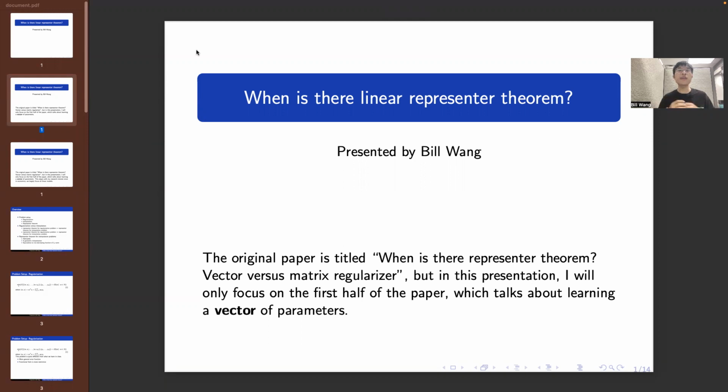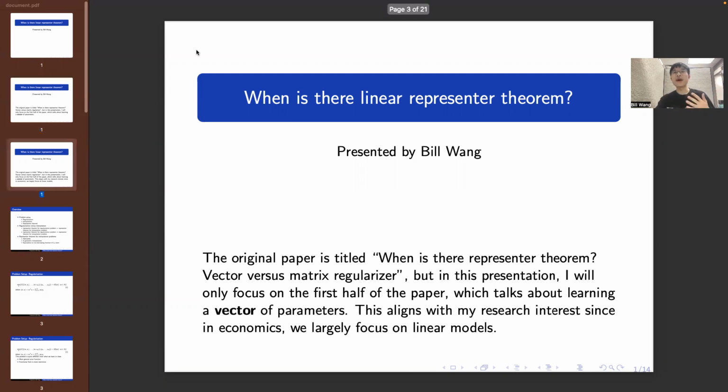The first half of the paper only talks about learning a vector of parameters. In the second half of the paper, they extend these necessary and sufficient conditions to learning a matrix of parameters. But a vector of parameters is really very relevant to economics research because we largely focus on linear models and we run a lot of linear regressions. So hopefully, after presenting on this paper, I can extend some of the ideas in this paper to my economics research and expand the methodologies that we as economists use.